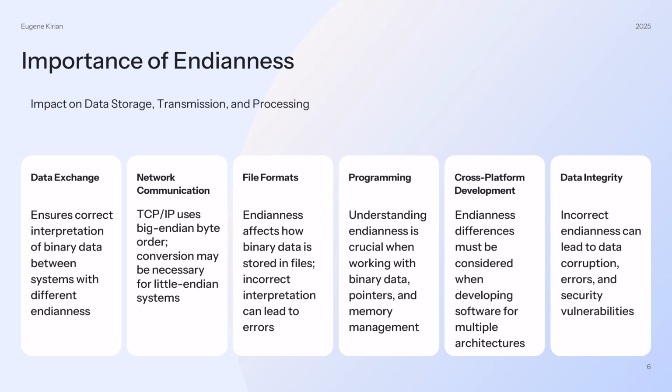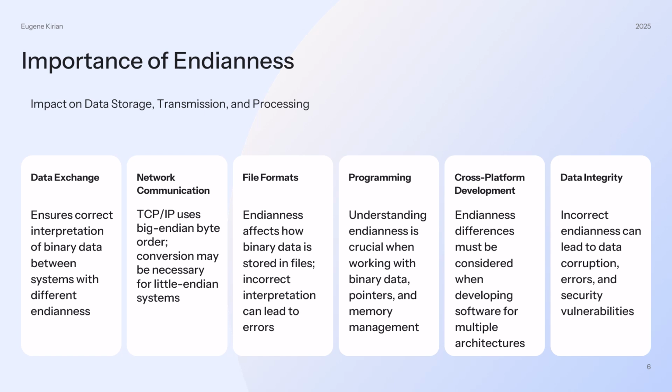In network communication, protocols like TCP/IP use big endian byte order. When working with little endian systems, conversion might be necessary to ensure seamless communication. Endianness also affects how binary data is stored in files. If not interpreted correctly, it can lead to errors. Understanding endianness is vital when working with file formats that store binary data.